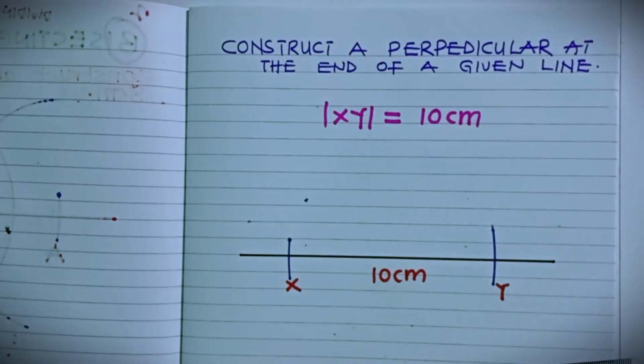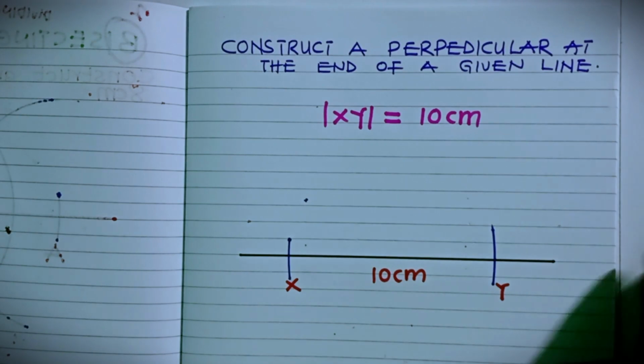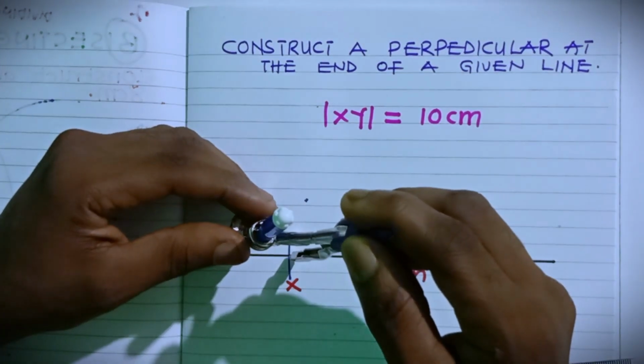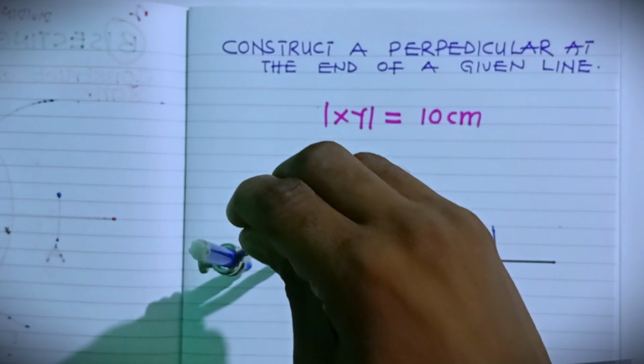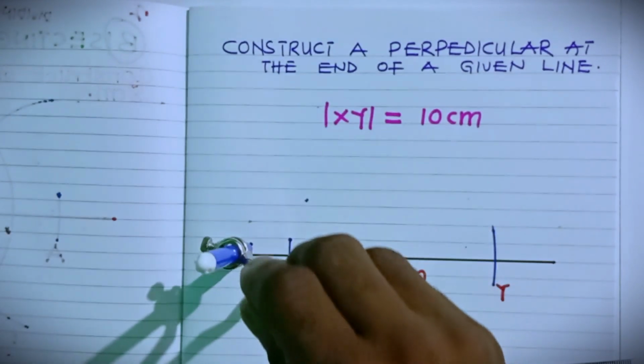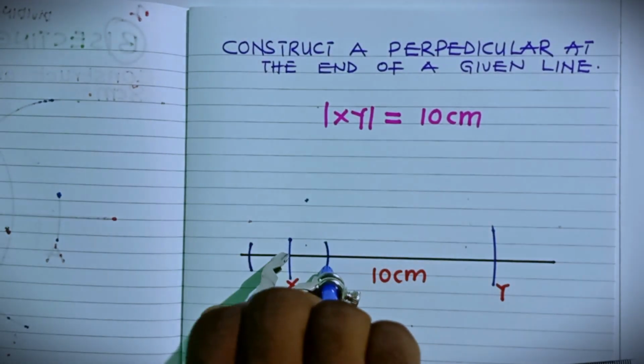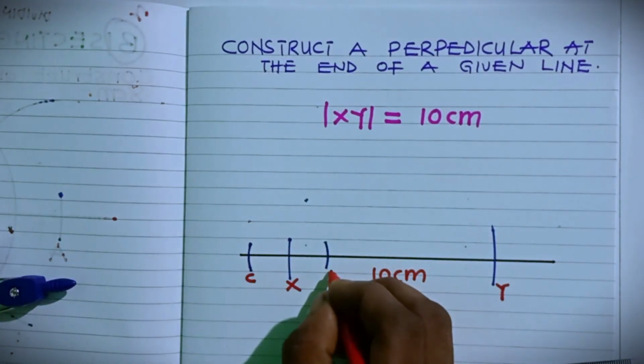So let's construct the perpendicular at X. When we are done, we will construct the perpendicular at Y. So you stand on X, pin to a reasonable length. You make an arc, touch this side of the line. You make an arc the other side. Let's label here C and let's label here D.